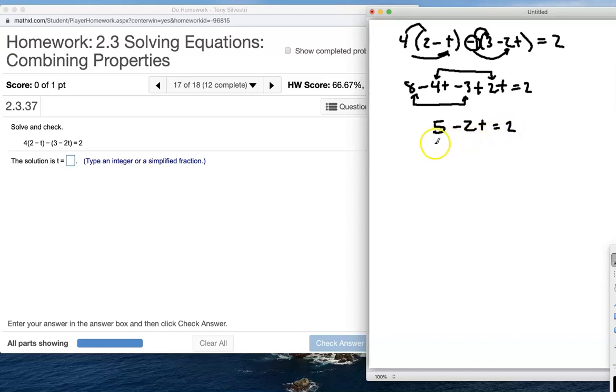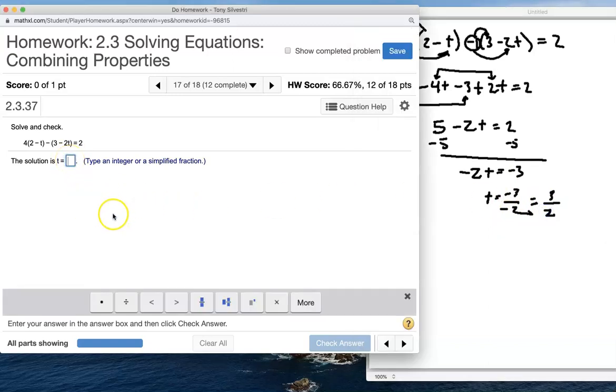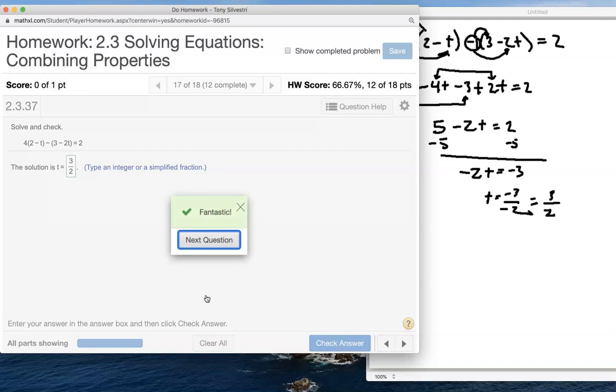I'm going to now subtract 5. Subtract 5. Negative 2t equals negative 3. I'm going to divide by negative 2. Negative 3 over negative 2 is equal to, well, the negatives will cancel, 3 over 2. Best you can do, 3 over 2. I really hope that's right. 3 over 2. Hit enter. Fantastic. Super duper great.